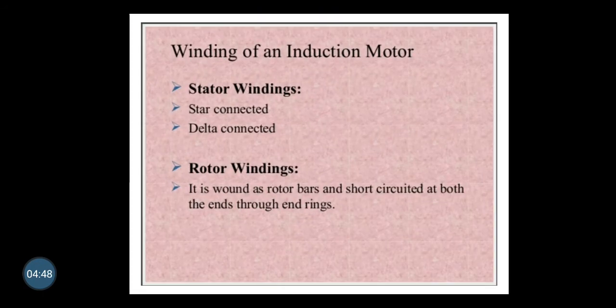Now as we know that every induction motor has a rotor and stator. That's why there will be a stator winding and rotor winding. Now the stator windings are star connected or delta connected, and the rotor winding is a closed loop that is short circuited with itself, or it is wound, or the rotor bars are short circuited at both ends through the end rings.